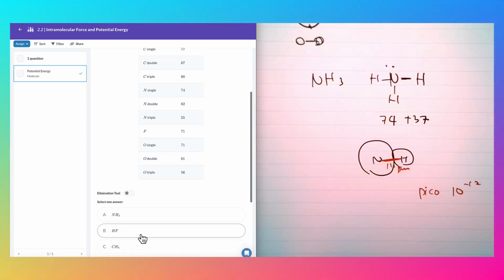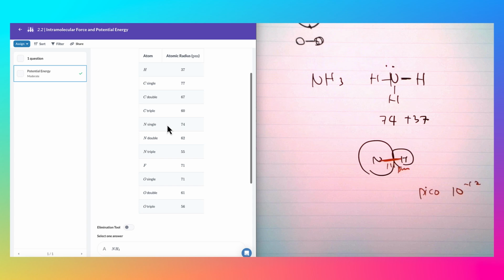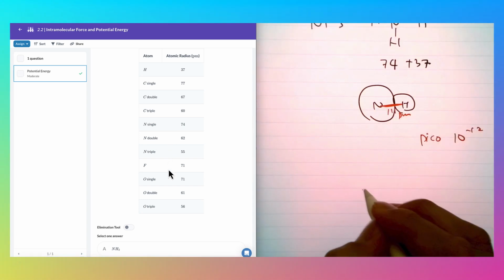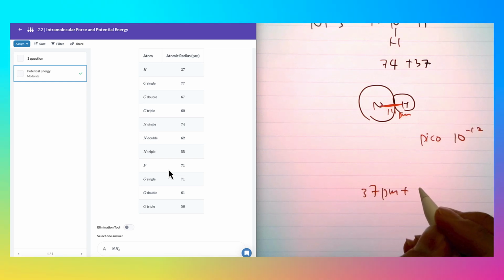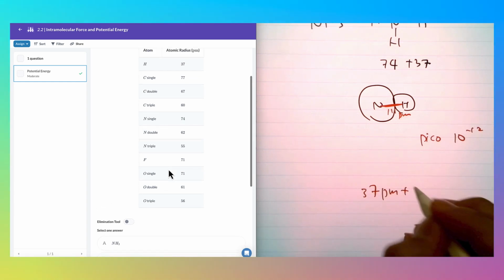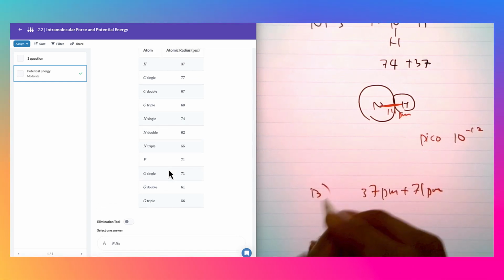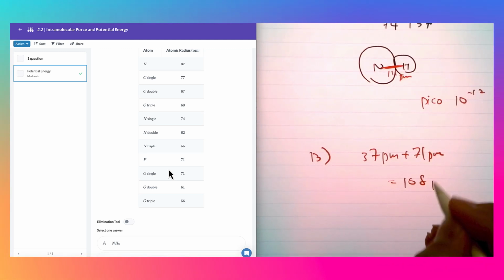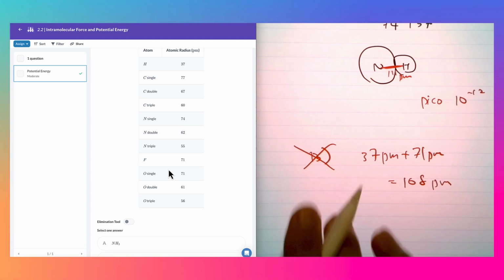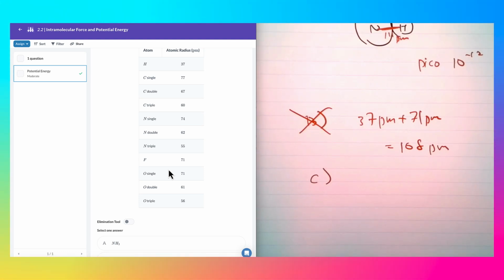Okay, next thing we have a hydrogen fluoride. So we'll just add them up. 37 picometer plus 71. Yes, 71 picometer in choice B. That's smaller than choice A, so we can eliminate that. To minimize the magnitude of the potential energy, remember we want the bond length to be as large as possible.